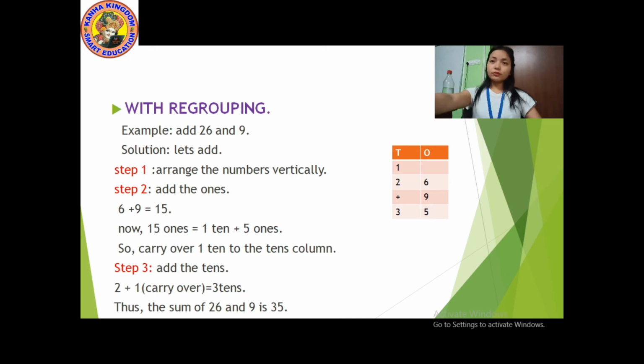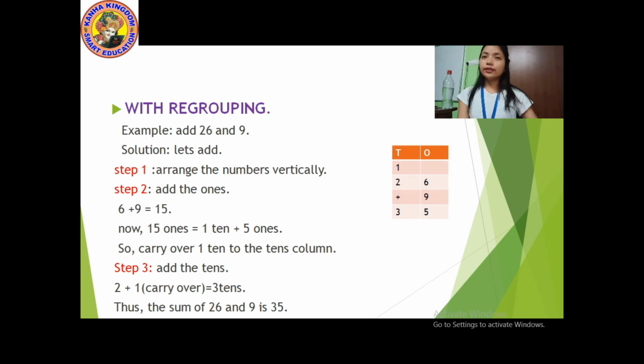From here we come to know that the sum of 26 and 9 is 35, right student? The sum of 26 and 9 is 35.